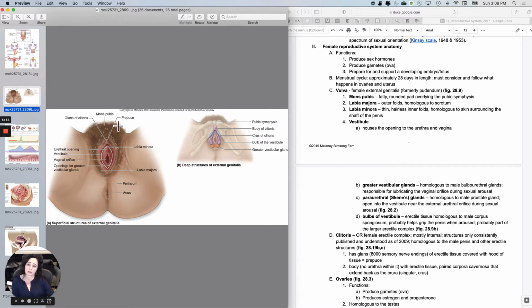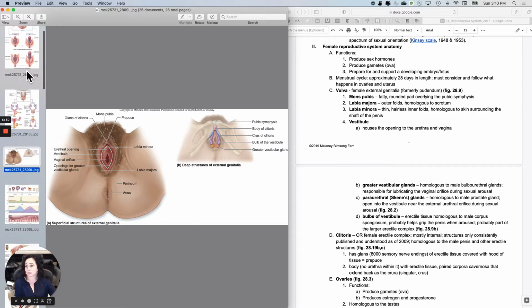So the mons pubis is this rounded fatty pad that's overlying the pubic symphysis, which seems to have something to do with the fact that humans actually do end up having their pubic symphyses hit one another when engaged in intercourse, at least sometimes. So there's a fat pad there. Males have a little bit of one too, but not much. And then the labia majora on the outside are homologous to what structure? Do you remember? Labia majora are homologous to the scrotum.